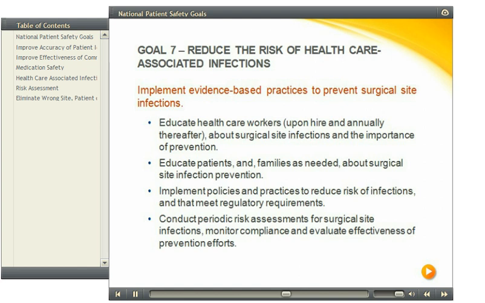Implement evidence-based practices to prevent surgical site infections. Educate healthcare workers, upon hire and annually thereafter, about surgical site infections and the importance of prevention. Educate patients and families as needed about surgical site infection prevention. Implement policies and practices to reduce risk of infections and that meet regulatory requirements. Conduct periodic risk assessments for surgical site infections, monitor compliance, and evaluate the effectiveness of prevention efforts.